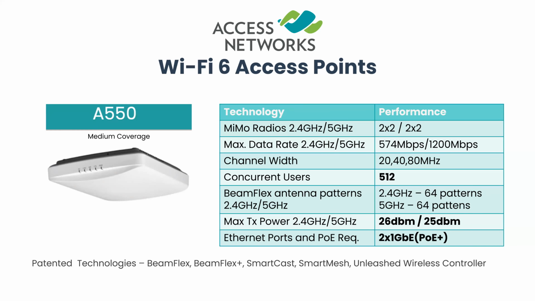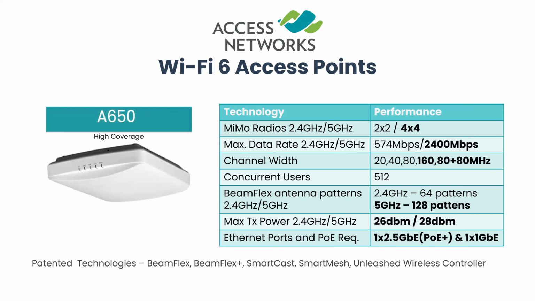So similar to a 350, but a little better power, a little better processing power, some more concurrent users, still 64 antenna patterns. When we jump up to the 650, this is where things start to get cool. We jump up to a 4x4 on 5 gig, which increases our maximum data rate to a potential 2.4 gig on 5 gig, because we also went to a 160 megahertz wide channel. All right, this is pretty cool. Concurrent users is still 512, but on 5 gig, you notice we went up to 128 possible BeamFlex antenna patterns. We doubled the possible antenna patterns.